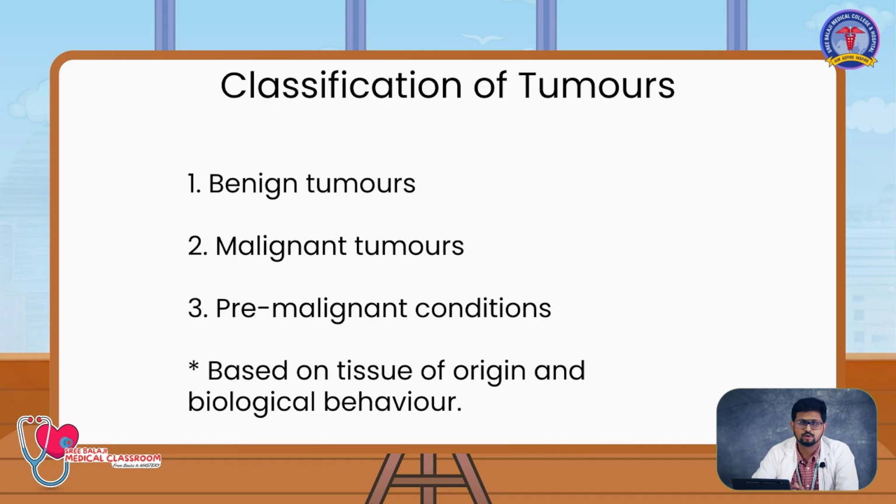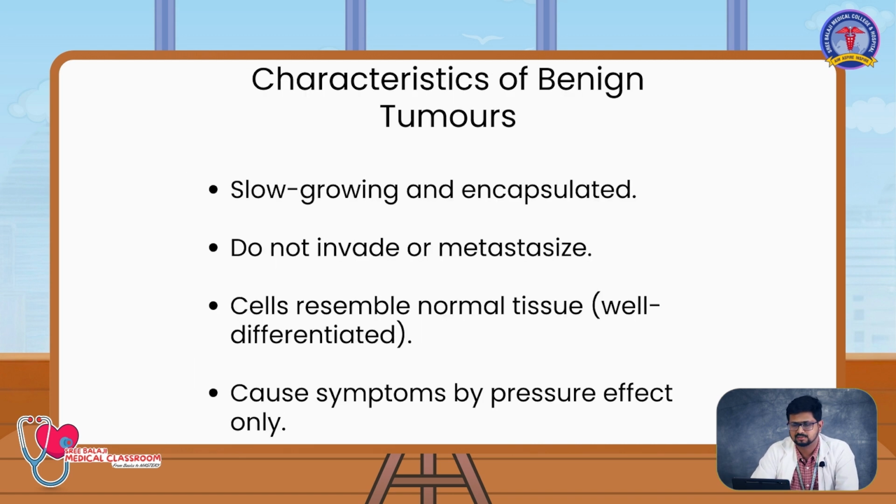So how do we classify tumors? They can be benign tumors, malignant tumors, and also premalignant conditions, based on the tissue of origin and biological behavior. Features of benign tumors: how can we say a swelling is a benign tumor? It is slow growing and encapsulated, and does not invade or metastasize. Cells resemble normal tissue, that is, well differentiated, and it usually causes symptoms by pressure effects only.